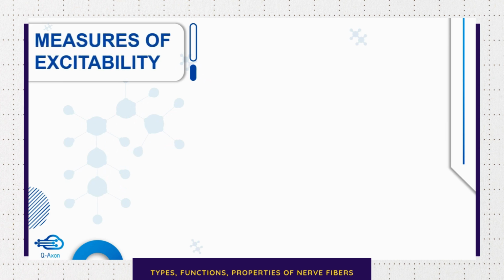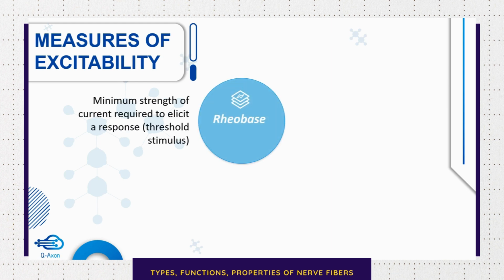Now, how do we measure excitability? Think of it this way. There are some people who are highly excitable, which means that they need very little to become excited. The same way, a cell sometimes needs very little current to respond. So then we call it a highly excitable cell. So in this context, we define a term called rheobase, which is the minimum strength of current required to elicit a response. It is also called threshold stimulus.